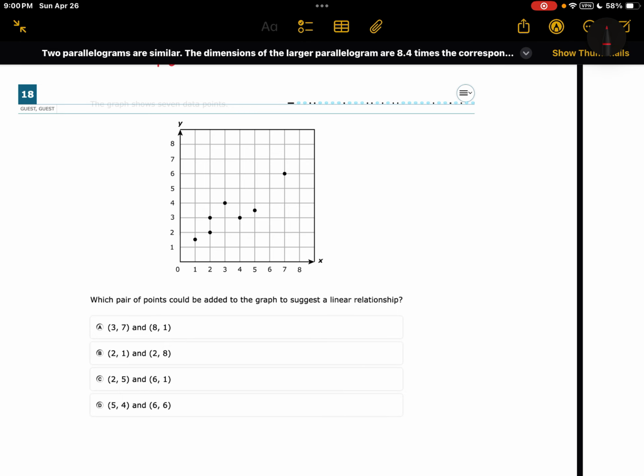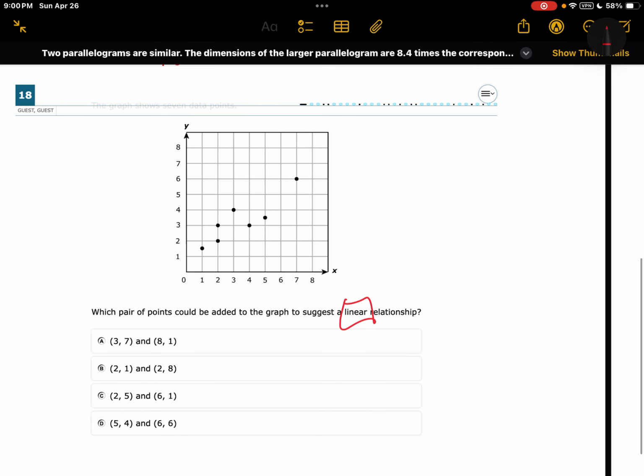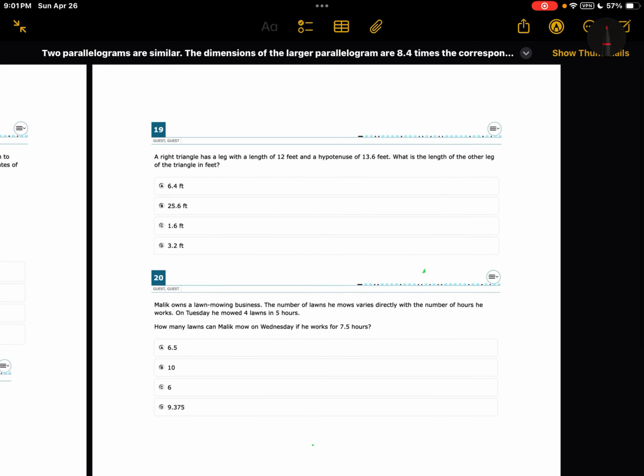Which points could be added to the graph to suggest a linear relationship? Okay, super easy. In fact, I don't think I saw anybody get this wrong. The answer here was D, 5, 4, which would be right here. Yeah, that looks good. Looks like it's in a line. And then 6, yes, that would look good. Everything looks like it's in a line. So, yeah, brush through that one because I feel like we're good on that.